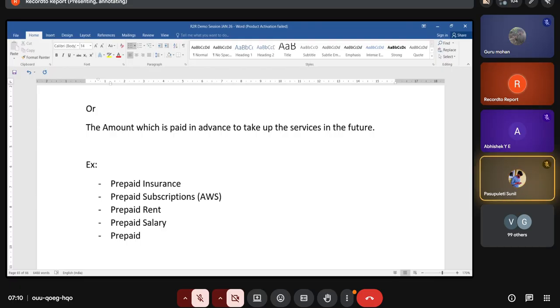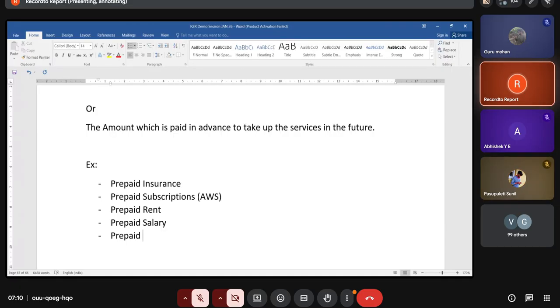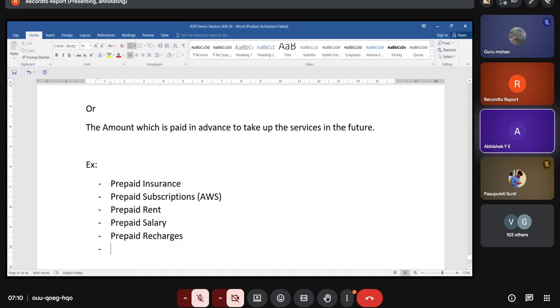So prepaid insurance, prepaid subscriptions, prepaid rent, prepaid salary, prepaid recharges. For example, we have two kinds of recharges, guys: postpaid recharge and prepaid recharge. Prepaid means paying in advance, rather than paying after taking the services. Not only these cases, any expense which is paid in advance is called a prepaid expense. The amount paid in advance to take up the services in the future is called prepaid expenses.